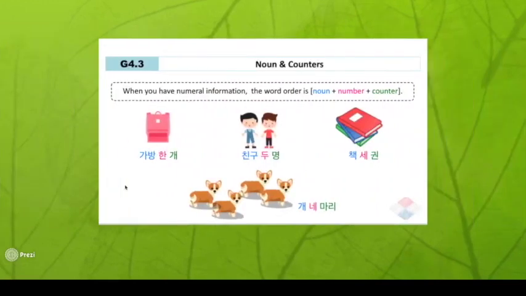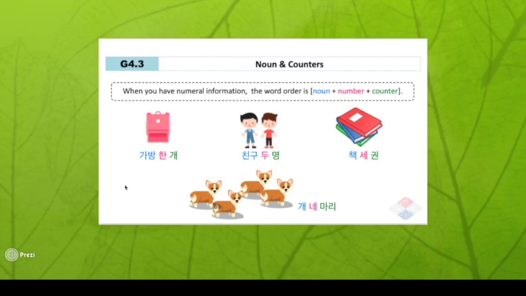But when there is numeral information, the word order is noun, number, and counter. Please remember that. Noun, number, counter. So one bag is 가방 한 개. Two friends are 친구 두 명. 책 세 권. Four dogs, right? 개 네 마리. And 한, 두, 세, 네, and number 20, 스물, should be used as 스무.